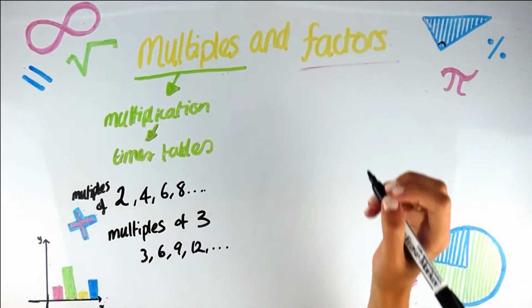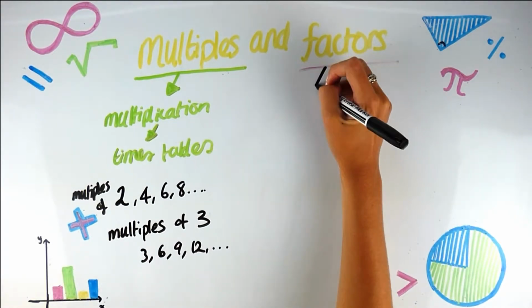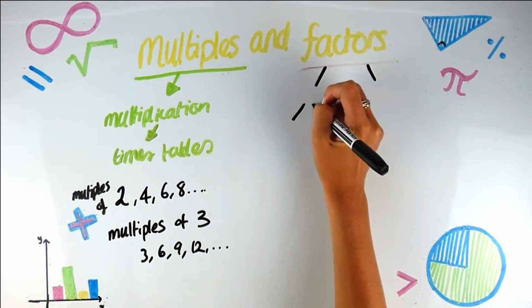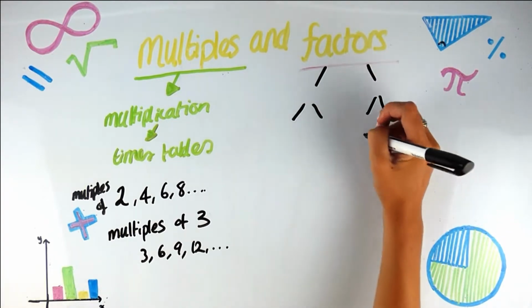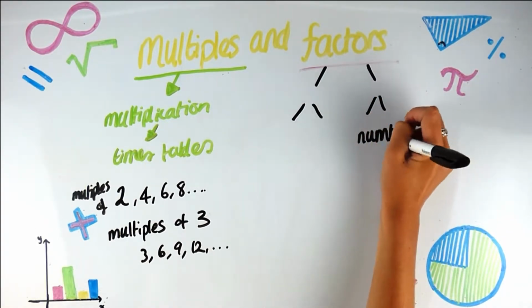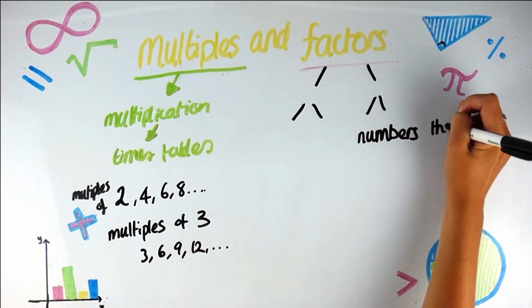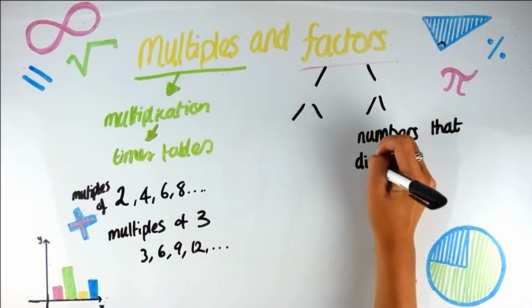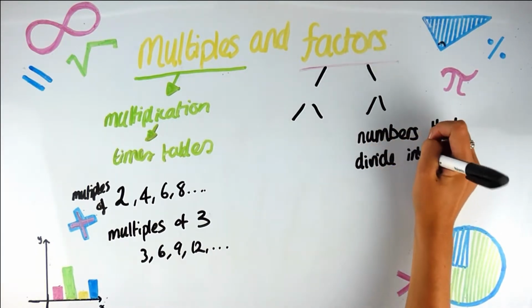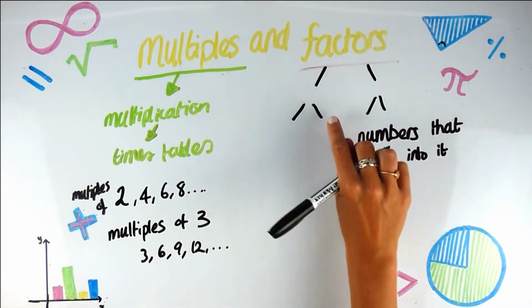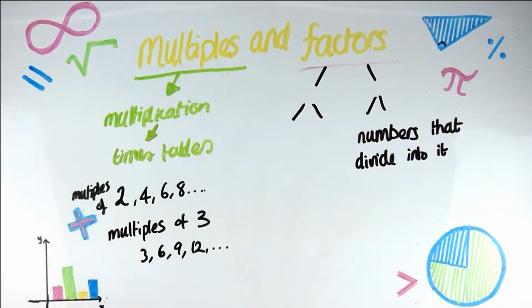So to remember this, I think factor, then I think factor tree, and then it's the numbers that divide into it. You use a factor tree to find the prime factors, but this is just a way to remember it. We'll go on to finding prime factors in another video.